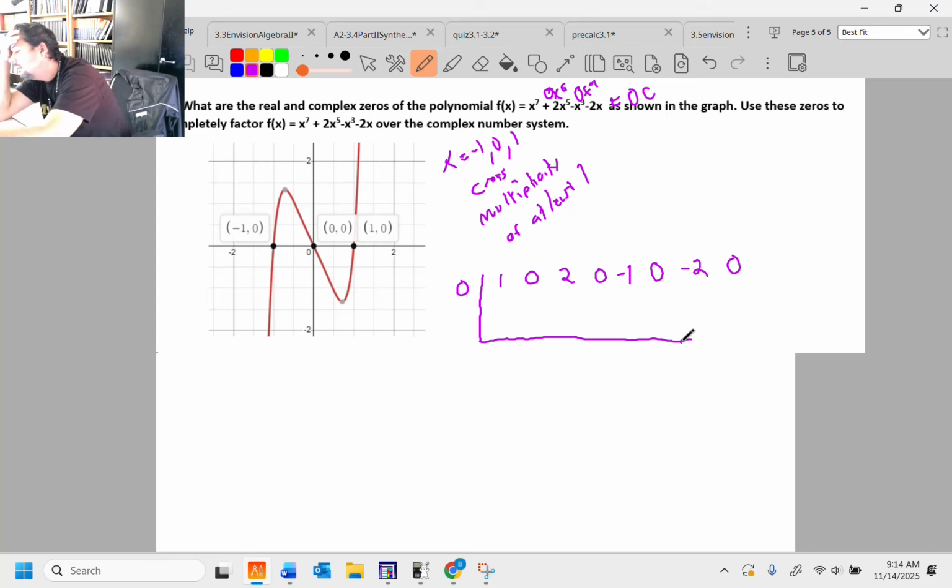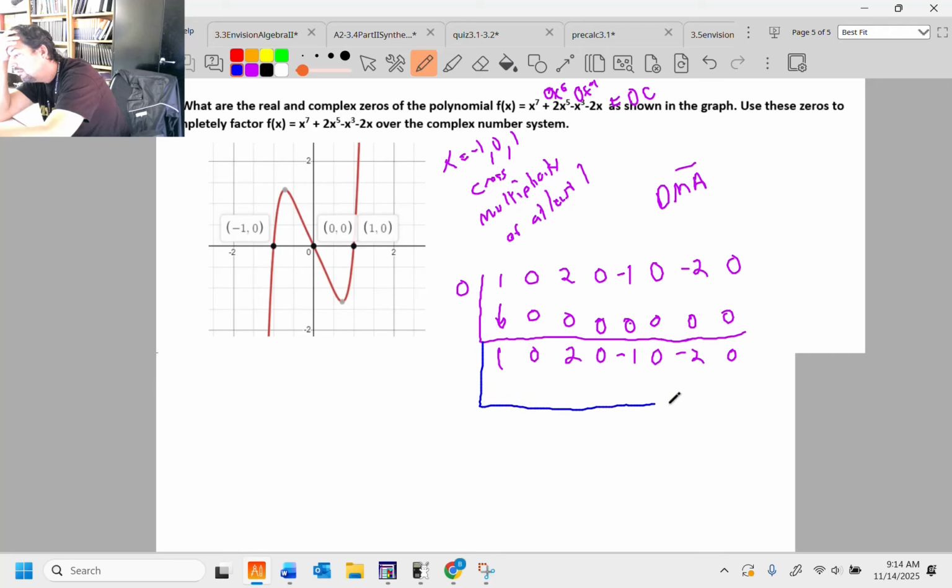So, anyways, your acronym for synthetic division was DMA. We're going to drop the 1. 0 times anything is 0. We're going to add 0 and 0 and get 0. 0 times 0 is still 0. 2 plus 0 is 2. 0 times 2 is 0. 0 plus 0 is 0. 0 times 0 is 0. 0 plus negative 1 is negative 1. 0 times negative 1 is 0. 0 plus 0 is 0. 0 times 0 is 0. 0 plus negative 2 is negative 2. 0 times 0 is 0. Whew, I don't think I took a breath that whole time. And 0 plus 0 is 0.